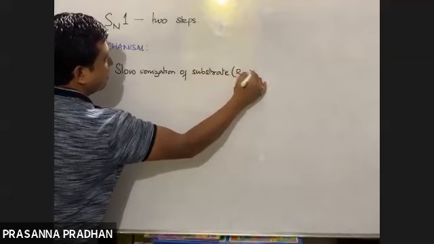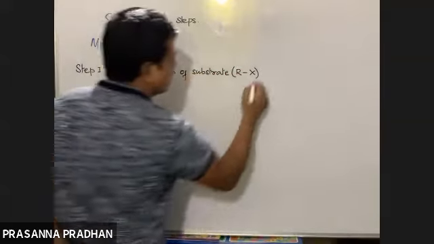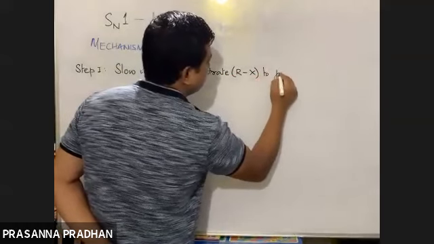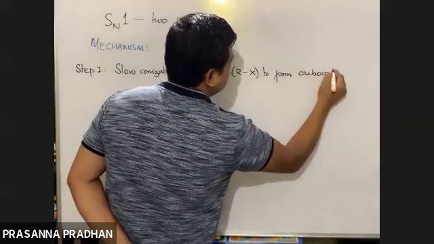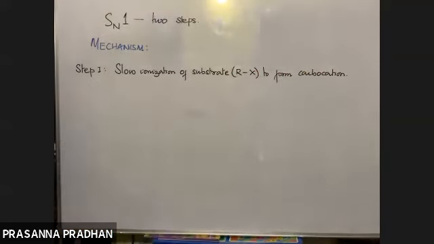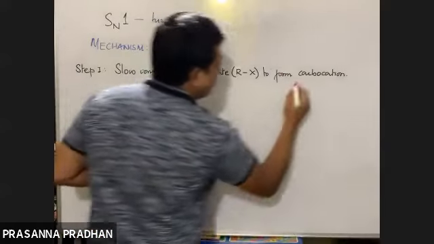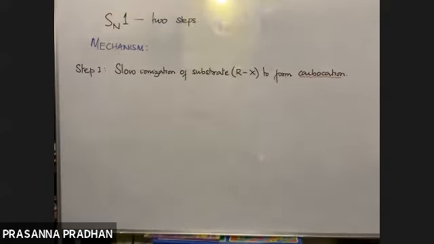What is the substrate out here? The reactant, the alkyl halide. Slow ionization of the substrate to form a carbocation. So remember, in the slowest step, a carbocation is formed.